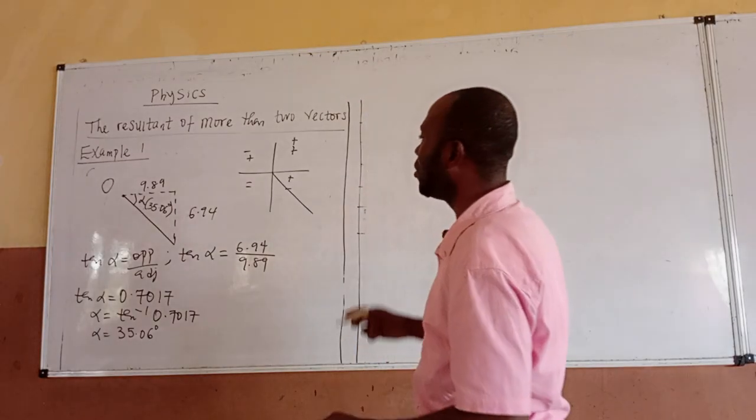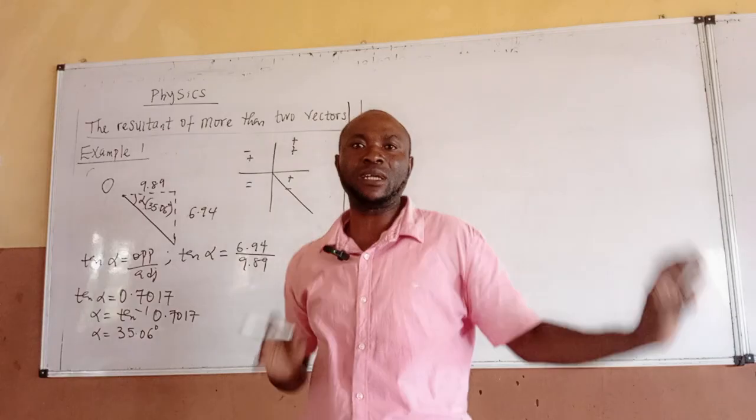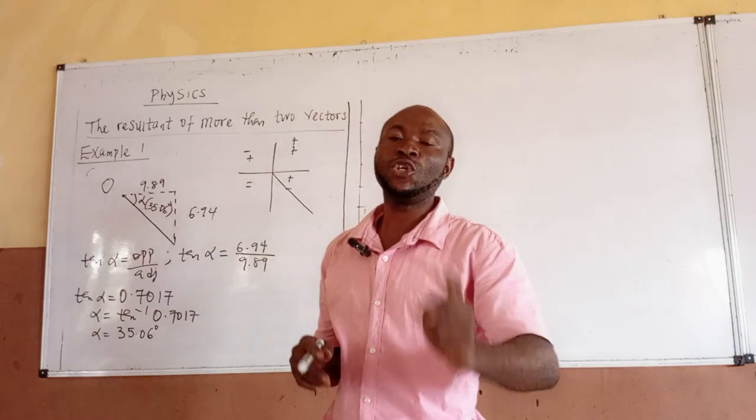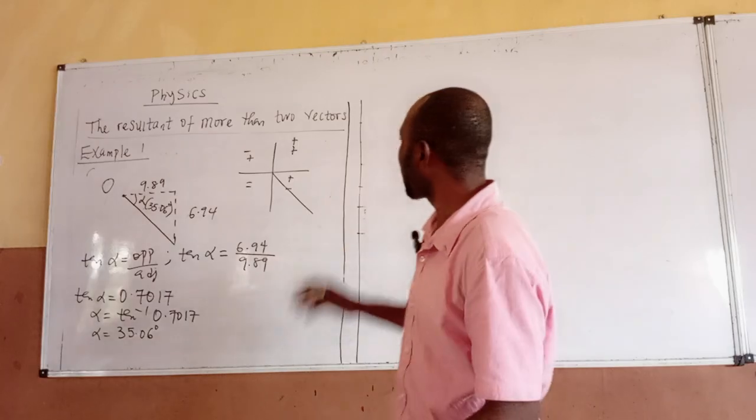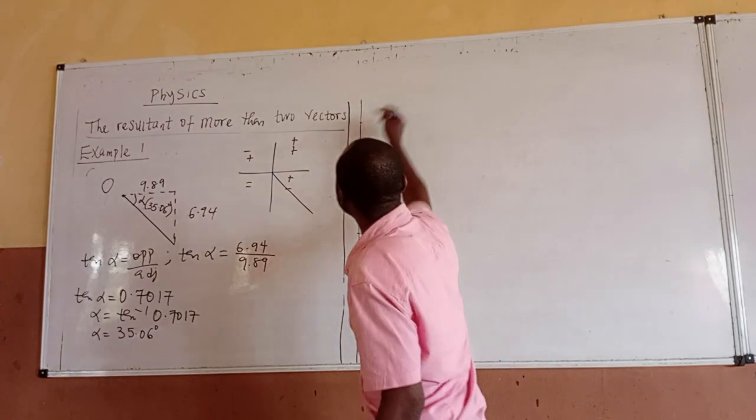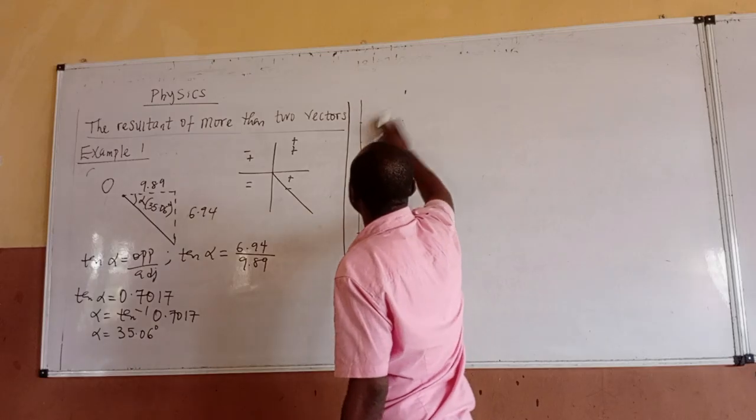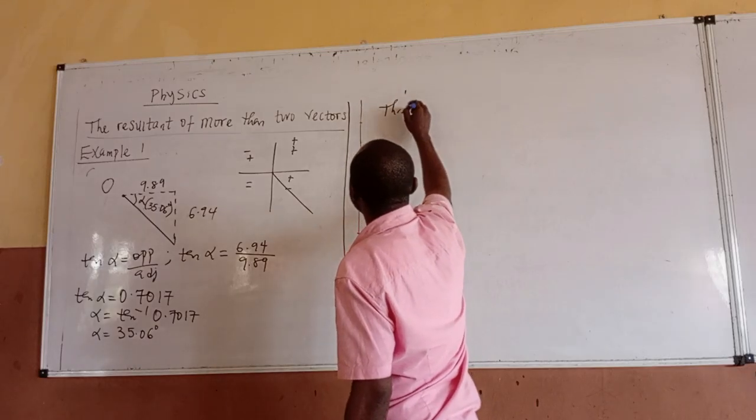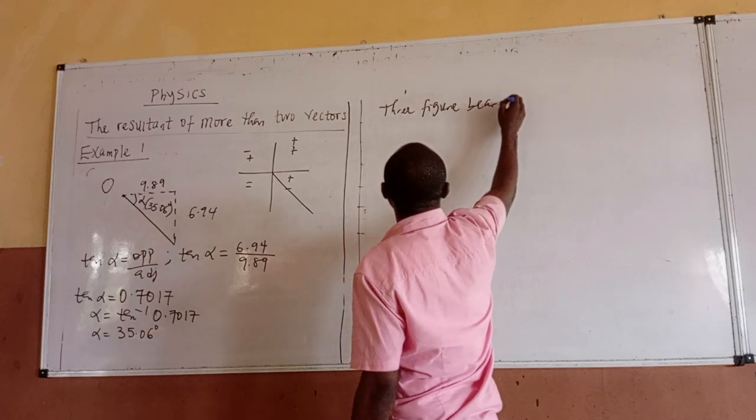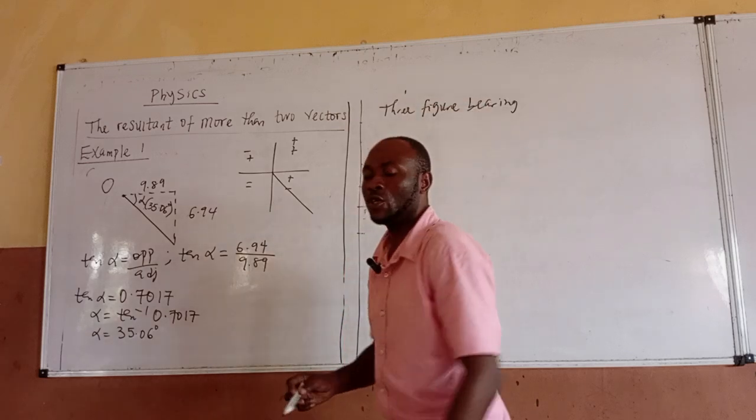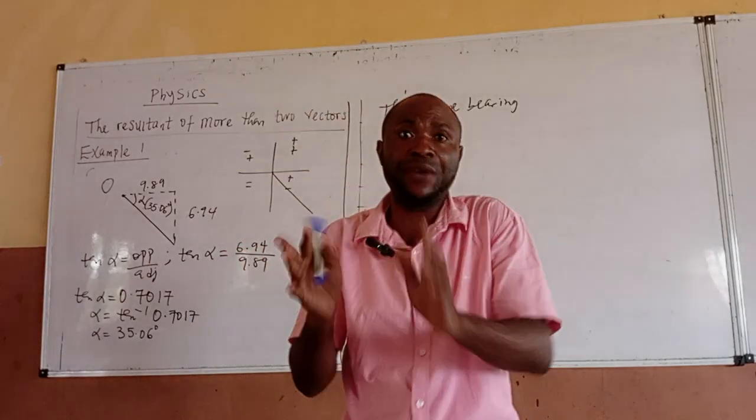So now I'll first talk about the three-figure bearing. Bearing and distance is another topic on its own in mathematics. That is why if you don't know math, you have issues in physics. That's just the problem. So this one now, I'm talking about the three-figure bearing first. Later, we'll send notes on three-figure bearing, on bearing on its own.